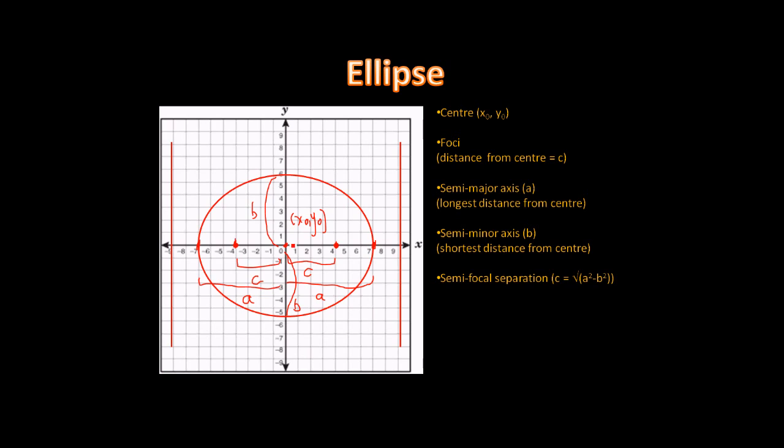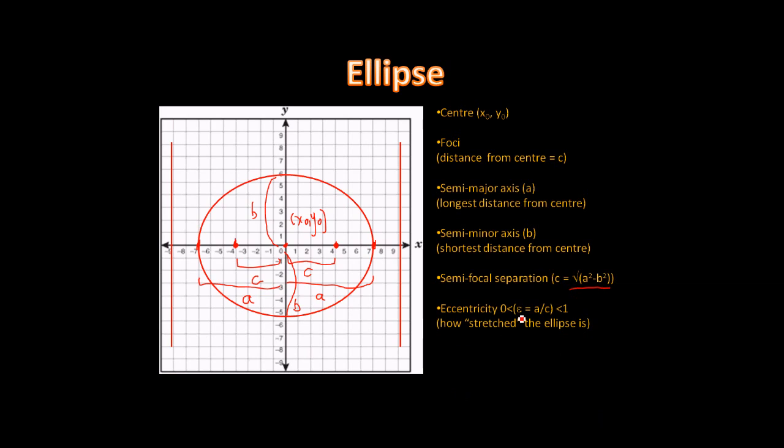Now the third one, again, is the value c. We call it the semi-focal separation, and interestingly, this value c can be computed if you know a and b already. So the equation is given here, which is the square root of a squared minus b squared.